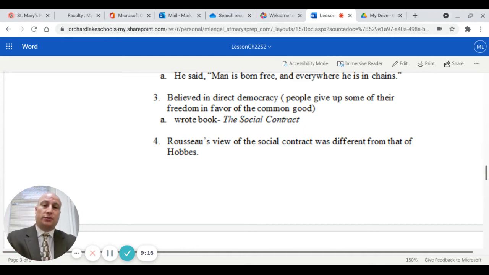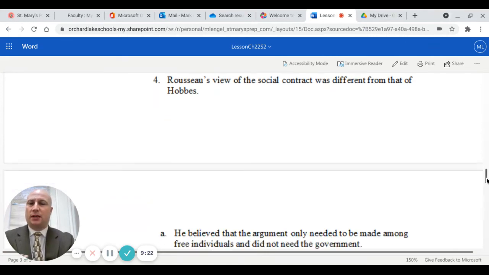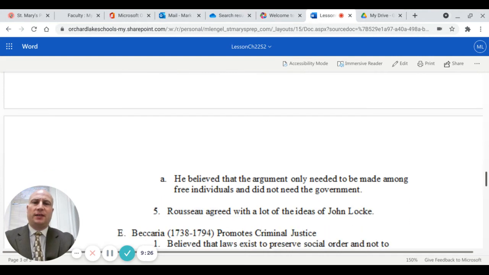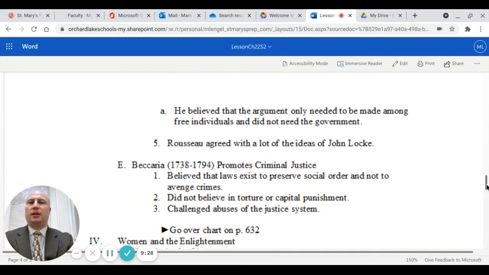His book is also called The Social Contract, but his views on the social contract were a little different from that of Hobbes. Remember, Hobbes wants people to give up many of their rights for a strong government power. He believes that the argument only needed to be made among free individuals and didn't need to be a social contract with the government. Rousseau actually agreed with a lot of the ideas of John Locke.